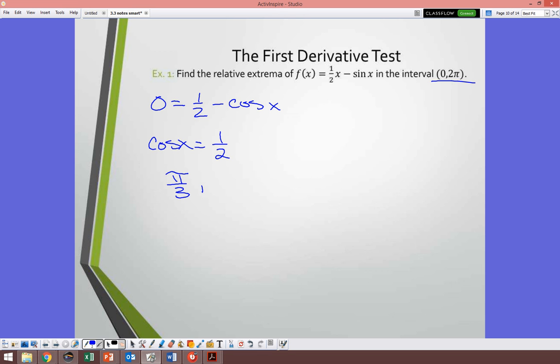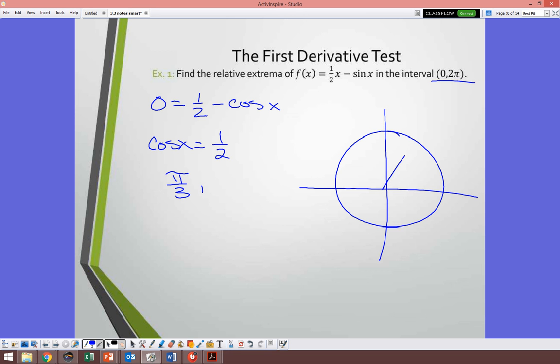If I think about my unit circle, pi over 3 is up here, right? And so therefore the same value should be right here, 5 pi over 3. Can I do negative pi over 3? No, the interval is from 0 to 2 pi, so it's only positive here.